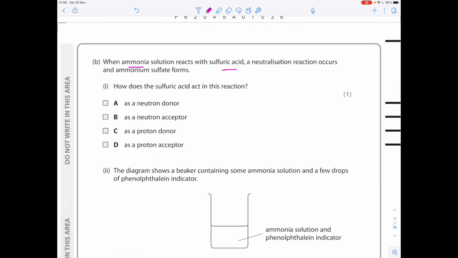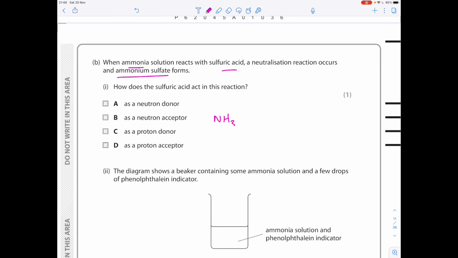When ammonia solution reacts with sulfuric acid, a neutralization reaction occurs and ammonium sulfate forms. How does the sulfuric acid act in this reaction? So we've got ammonia reacting with sulfuric acid to form ammonium sulfate. So what does the sulfuric acid do? Well, it donates the H+, which remember is a proton, so it's a proton donor.